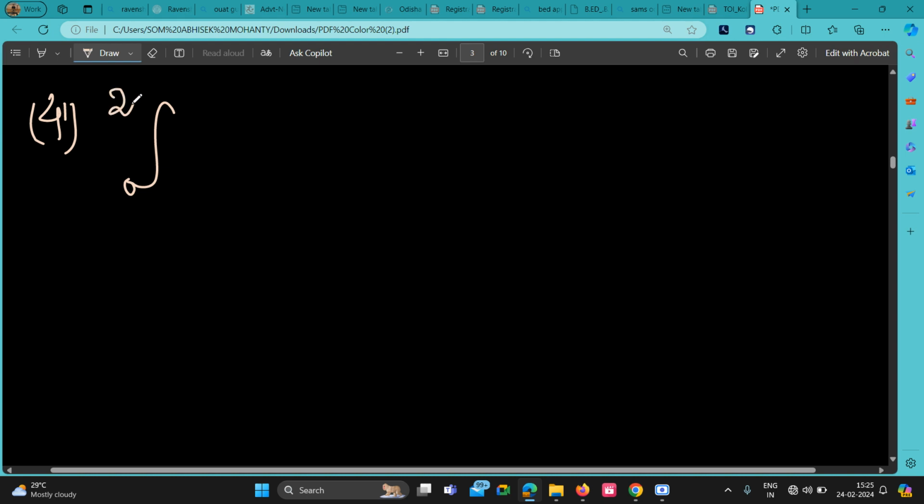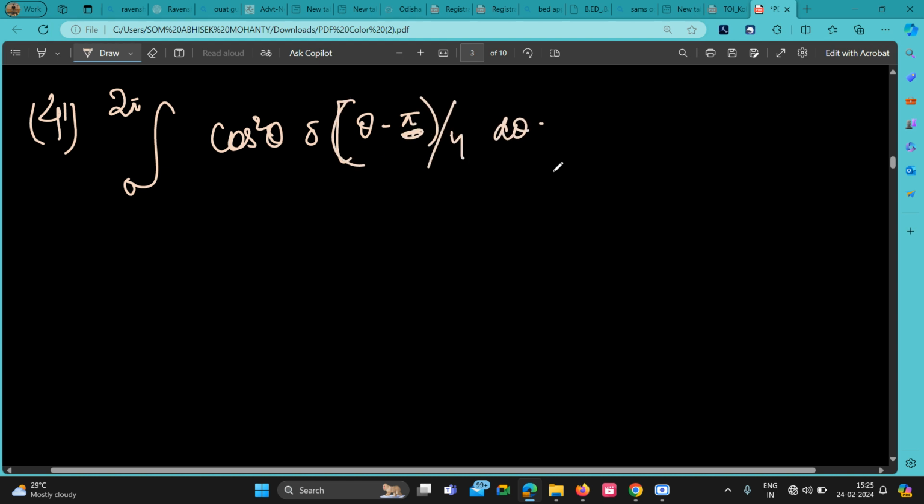0 to 2 pi, cos square theta, delta of (theta minus pi) divided by 4, d theta. Okay. Cos square theta, delta of (theta minus pi) whole divided by 4, d theta. What to do with it?